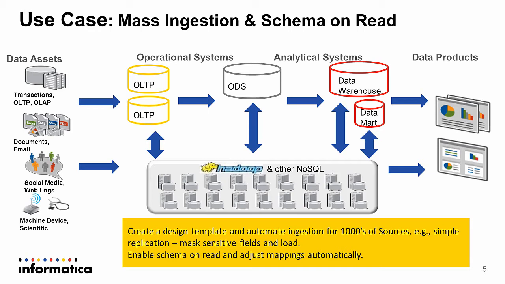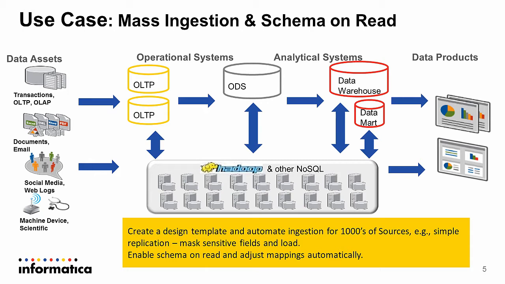So in terms of the process flow, just a quick recap. I've got my data assets. I've got data that's in OLTP, data that's in ODS, and data that's in the data warehouse that I'm going to offload to the Hadoop cluster. Do my transformations on Hadoop, profile, cleanse, parse it, govern the data, and then make it available to the business users, to the end users.